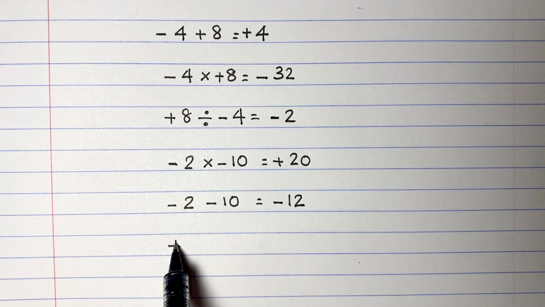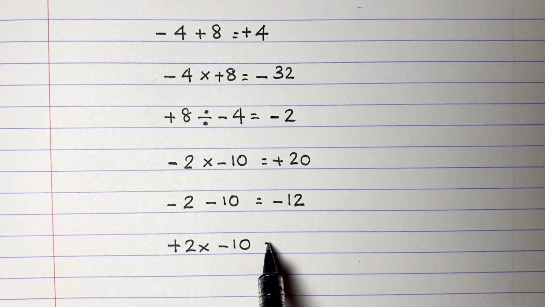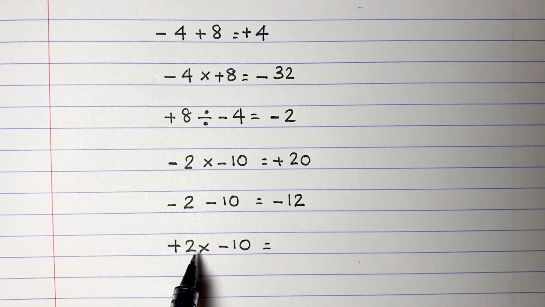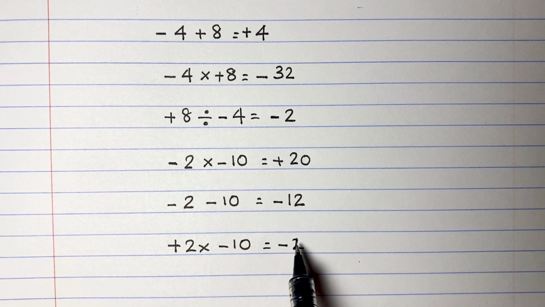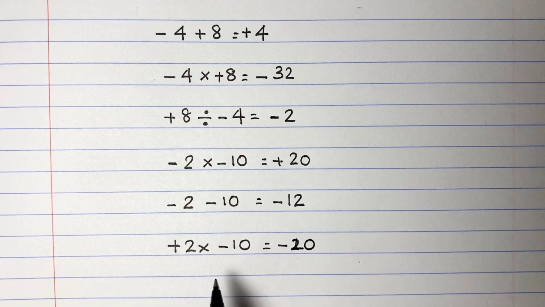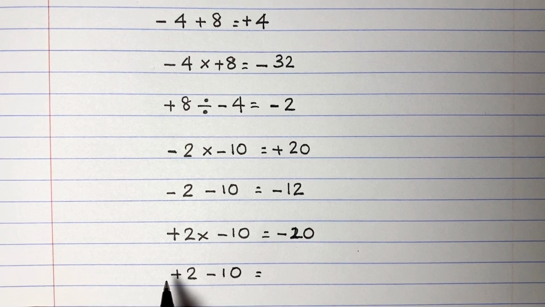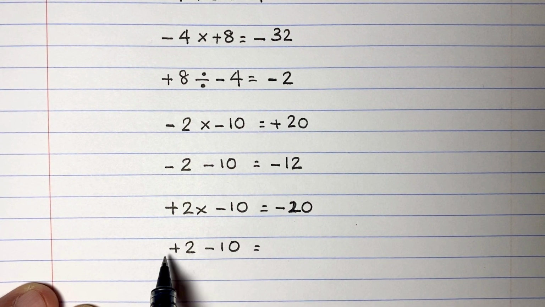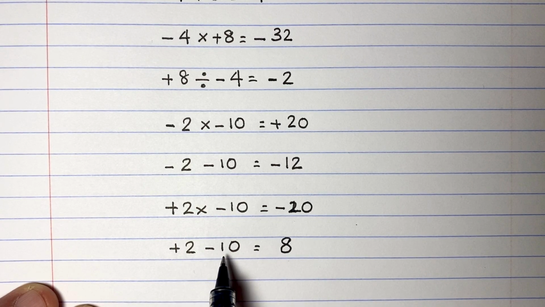Try this one. Positive 2 times negative 10. The table tells me positive times negative is negative. 2 times 10 is 20. However, positive 2 followed by negative 10, you're not multiplying. The signs are different. So you find the difference of the two digits. Difference of 2 and 10 is 8. Bigger digit is 10. 10 is negative. The answer is negative.